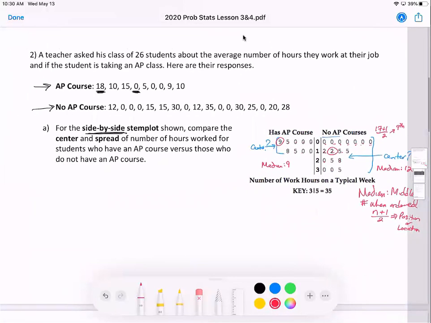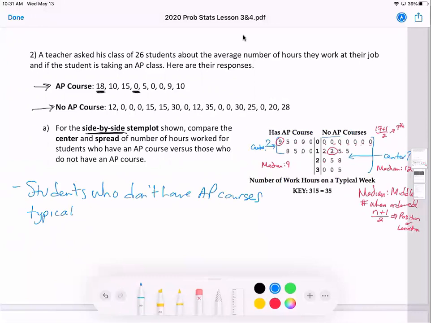So we would say students who don't have AP courses typically work more hours at their job.